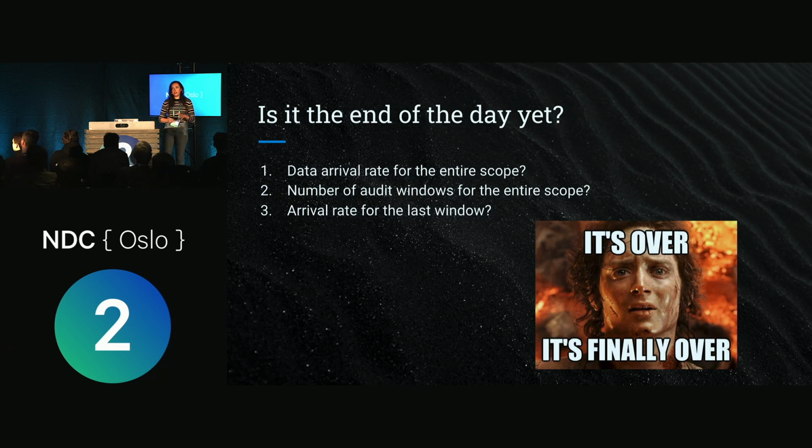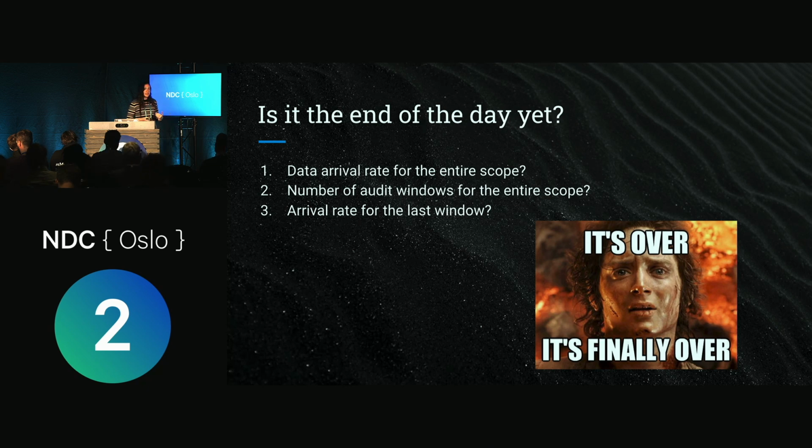The next thing that we're going to do is just check the number of audit windows that arrived for that entire scope. We're doing that as a check for our auditing system, because if our auditing system has stopped working, then we'll have a lower amount of auditing windows. And then essentially, we can't really trust it to tell us if the day's over yet. OK, so we have a high enough arrival rate. We also have a high enough amount of windows. We're good to go. But no, we're going to answer another question.